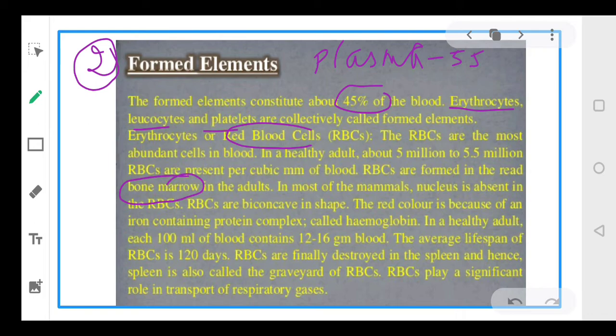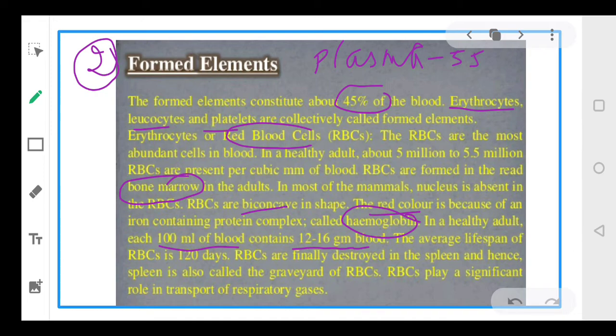Clear? And in your RBC, the adult, or you can say mature RBC, does not have any nucleus, and they are biconcave in shape, and their color is red because they are filled with hemoglobin. Our RBCs have no nucleus, they are biconcave in shape, and they are filled with hemoglobin pigment. Clear everyone? And in 100 ml of blood, there is 12 to 16 grams of hemoglobin present. Okay?